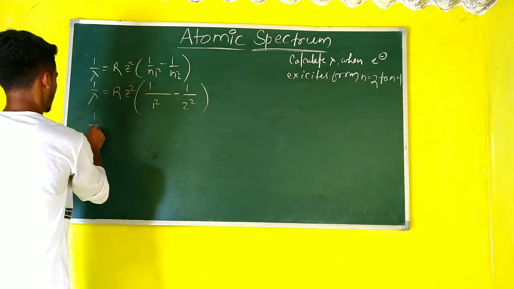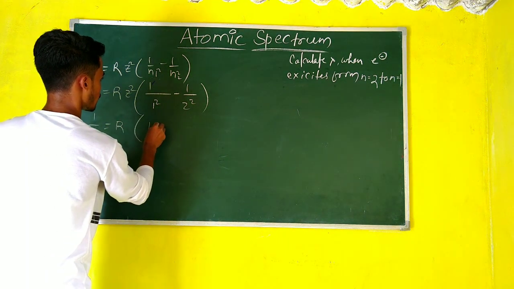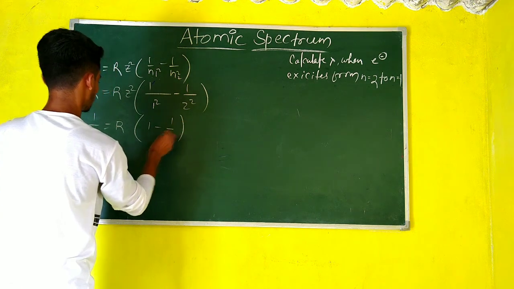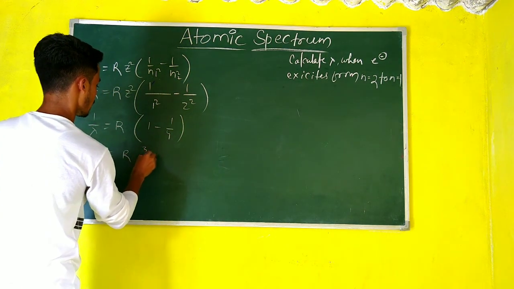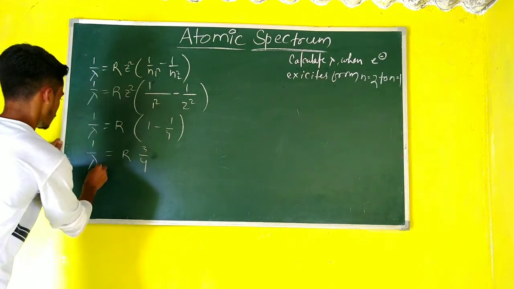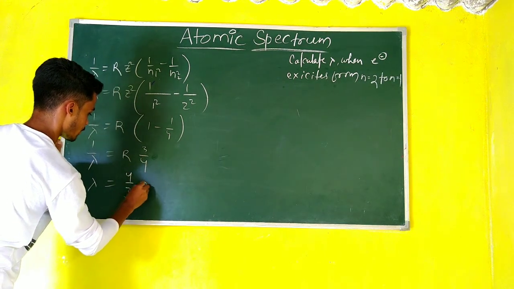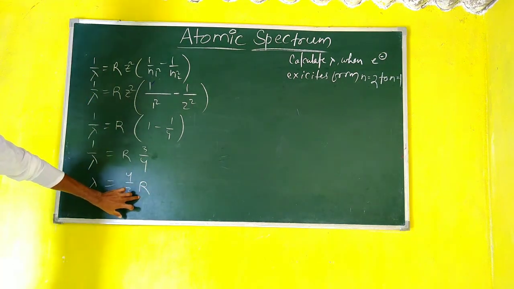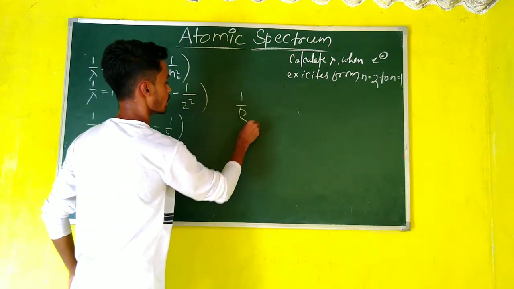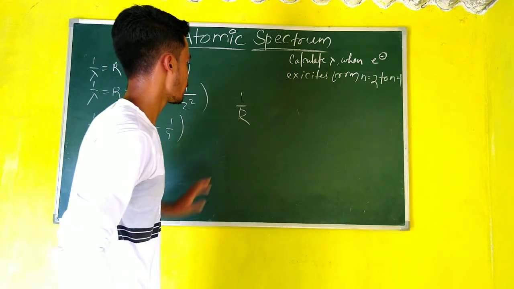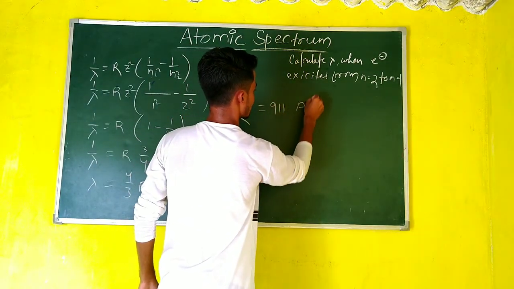Then 1 by lambda equal to R, 1 minus 1 by 4. Then students, 1 by lambda equal to R 3 by 4. Then students, lambda equal to 4 by 3R. Students, in this situation, remember not only the R value, remember the 1 by R value. So what is the value of 1 by R? 1 by R value equal to 911 angstrom.